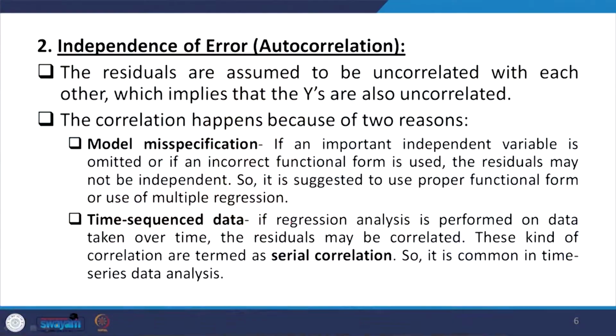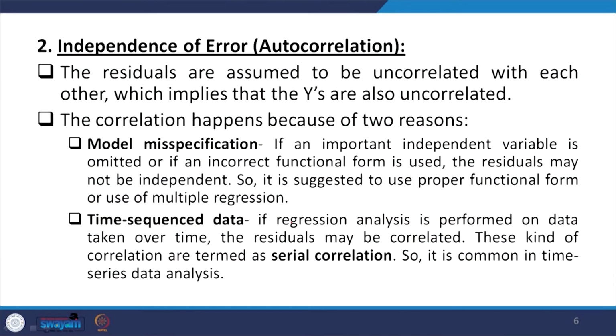Okay, if by any chance incorrect functions are taken, it is suggested to use the proper functional form or use multiple regression. In case of time sequence data, if regression analysis is performed on data taken over time, the residuals may be correlated. Residuals over time are actually correlated, because generally they go by an average trend, and that average trend keeps on continuing over time. Okay, so there occurs correlation.